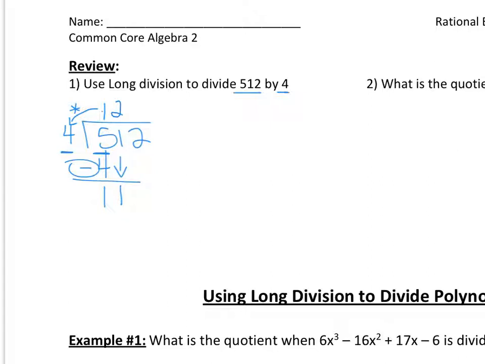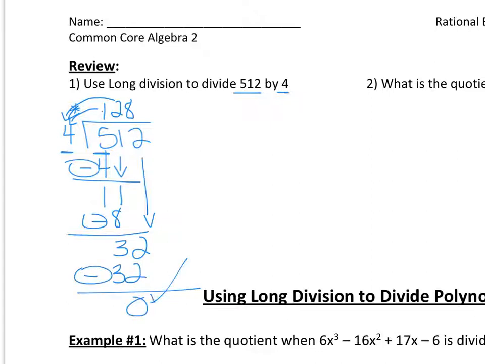Then we do 4 times 2. That's 8. Put it down there, and we subtract. And then we bring the 2 down. How many times does 4 go into 32? Well, 8. 8 times 4 is 32, and we subtract. Here, this is the remainder. That word right there would be a quotient. This is the dividend.